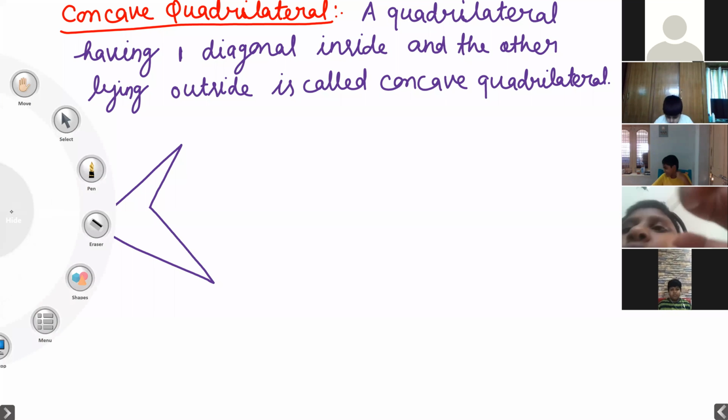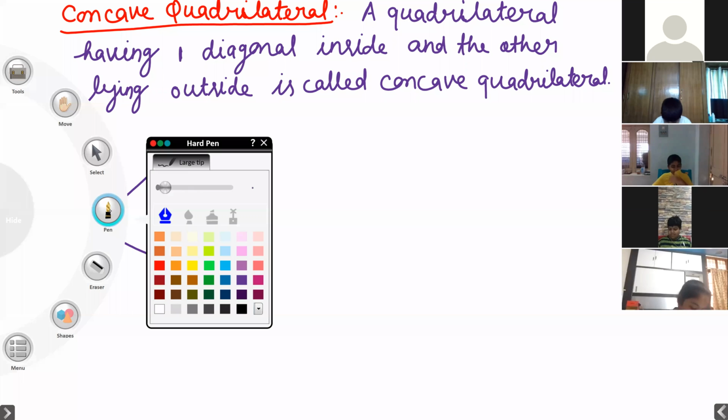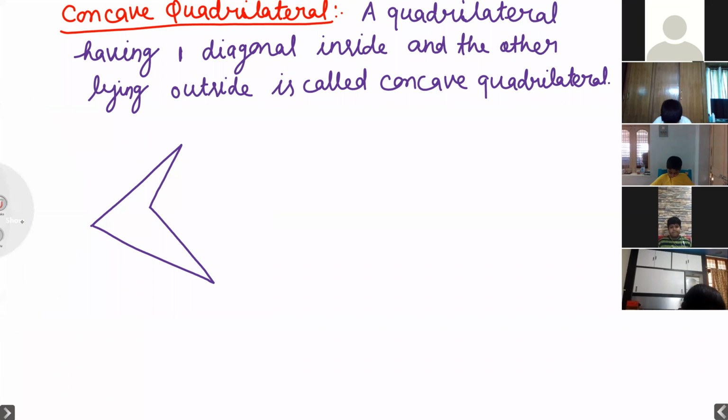Here I want to draw a diagonal. You are observing, students, one diagonal will lie inside and the second diagonal is lying outside the figure. This is called a concave quadrilateral. But in the case of convex, each and every diagonal was lying inside the figure.